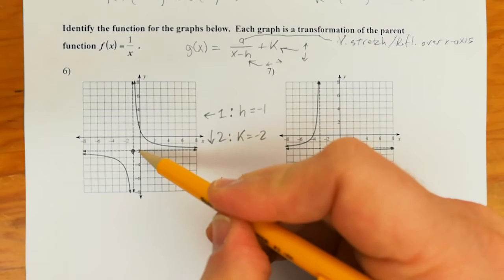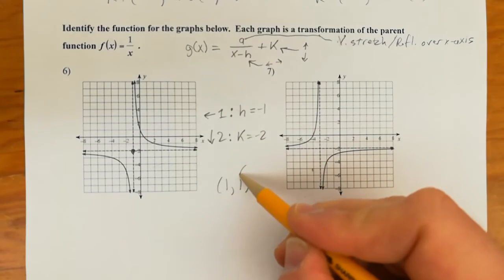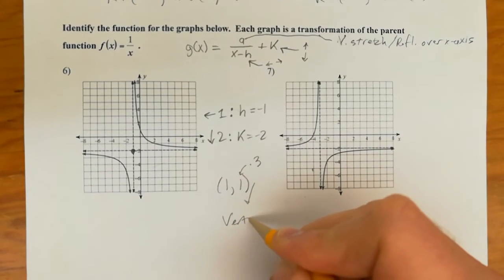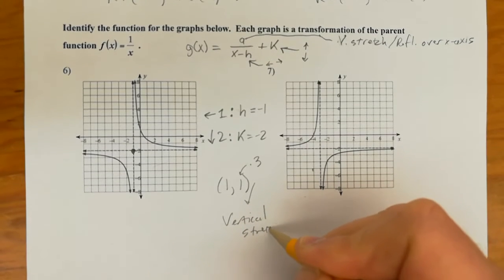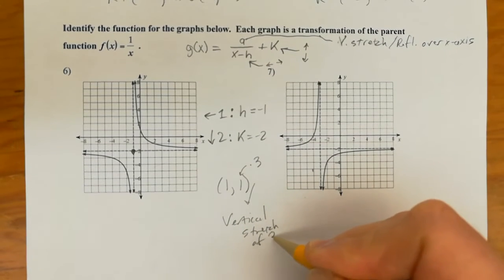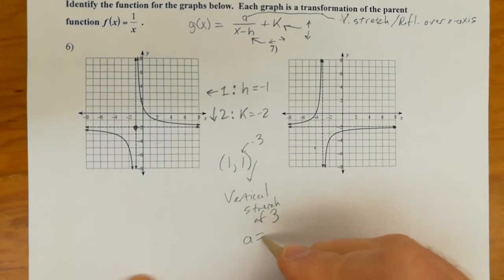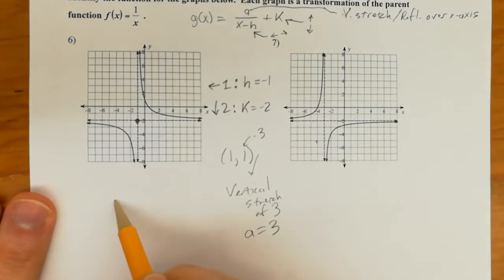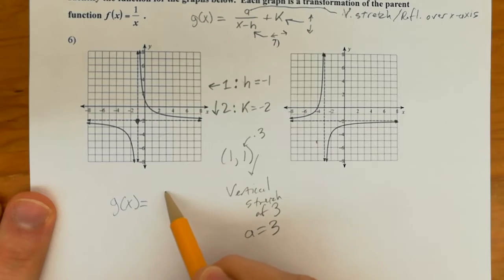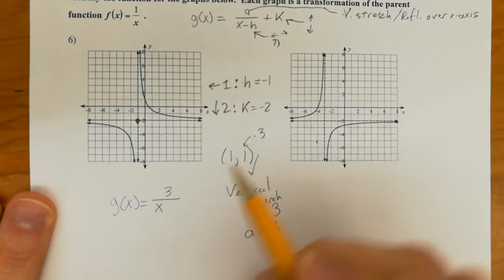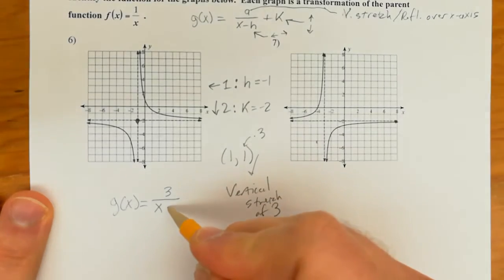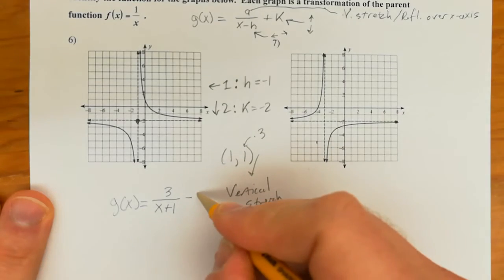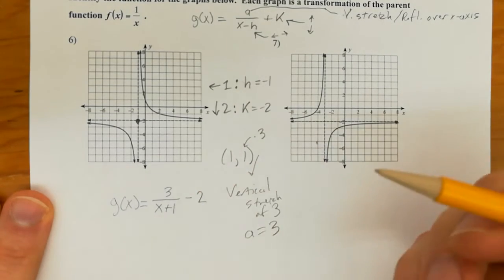So it looks like right 1, up 1, 2, 3. That means this has been multiplied by 3, so I have a vertical stretch by 3, and that means a equals 3. So I basically have my function now. I just plug all those values in. I'm going to have g of x equal to 3 over x minus h, which is -1, so it will look like x + 1, and then plus k, which I'm just going to write as plus -2, same thing as -2. So there we go. That's how that works.